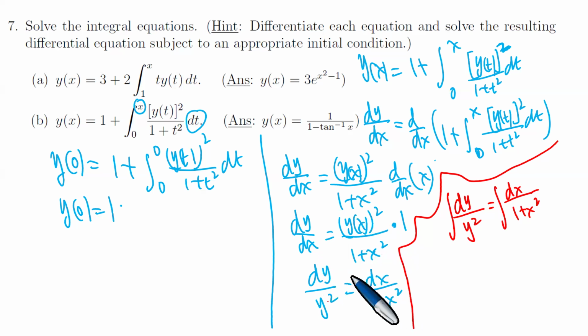And then you cross multiply here. If you cross multiply, then it's going to be dy over y squared, then dx over 1 plus x squared. Now when you integrate this, you get minus 1 over y, and the integral of this becomes arctan of x plus c.